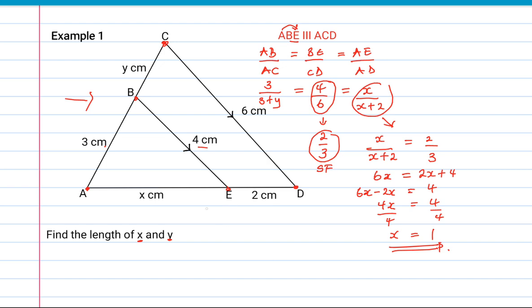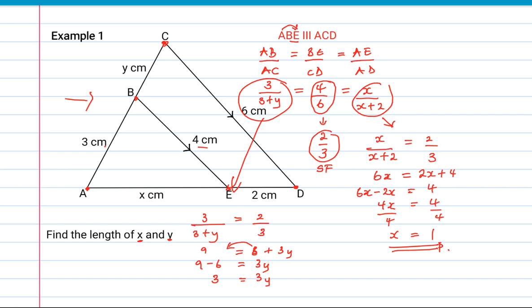And then for my y calculation, I take this expression with y here. I say 3 all over 3 plus y will be equal to my scale factor, which is 2 over 3. Then I cross multiply, and I get 9 will be equal to 6 plus 3y. Then I take my 6 to the other side. It becomes 9 minus 6 will be equal to 3y. Then I get 3 is equal to 3y. Then I divide on both sides by 3, and my value for y here will be equal to 1.